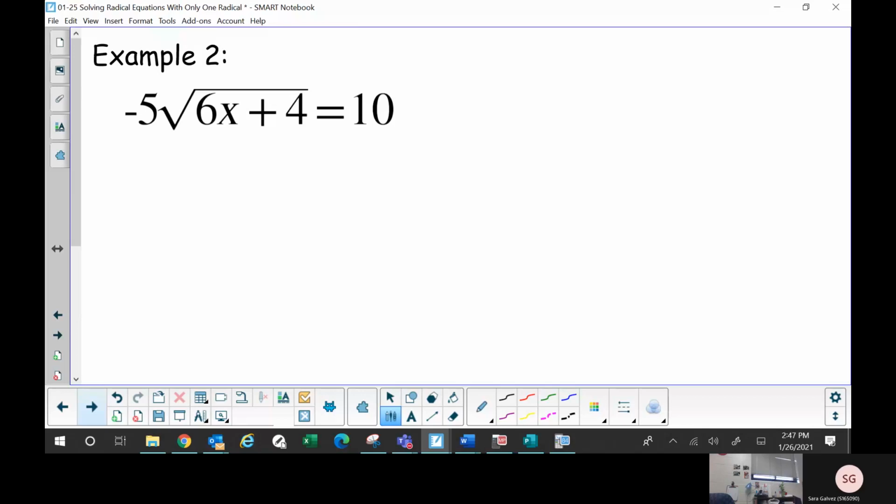Remember, isolate the radical first. So there's a number in front of it. Got to figure out how to get rid of it.